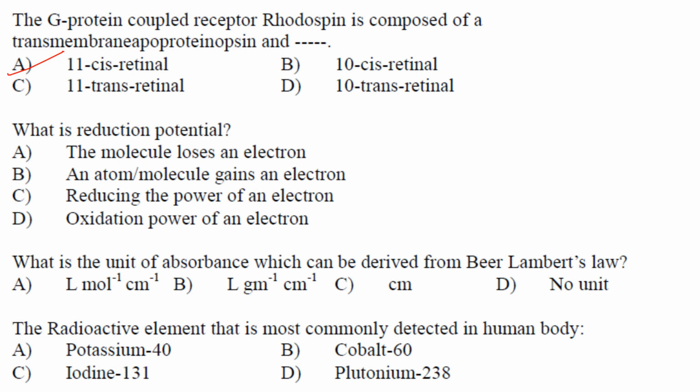What is reduction potential? An atom or molecule gaining an electron. Answer is option B. Next question. What is the unit of absorbance which can be derived from Beer-Lambert's law? Absorbance doesn't have a unit. So answer is option D. The radioactive element that is most commonly detected in the human body is potassium-40. Answer is option A.